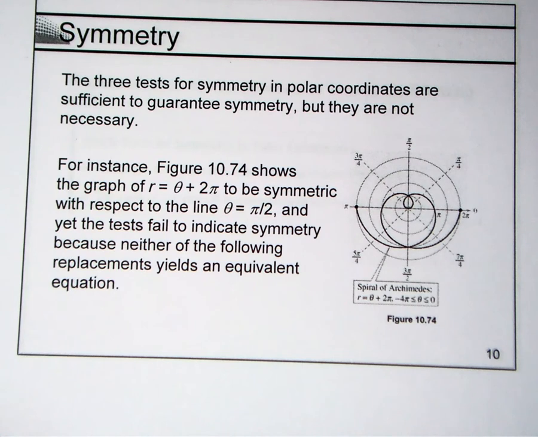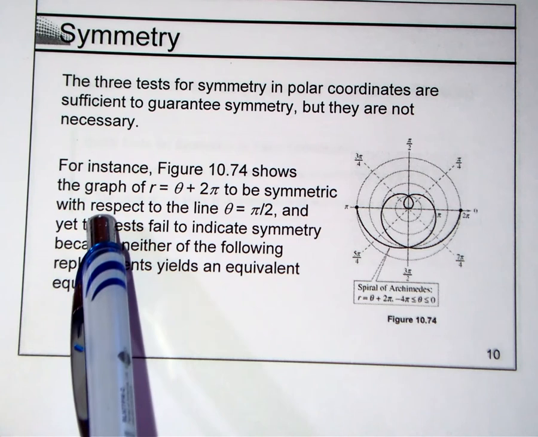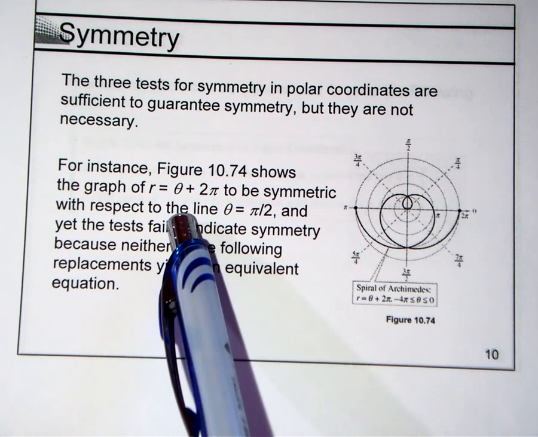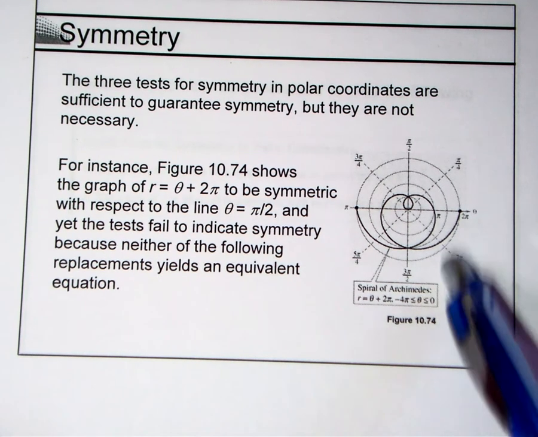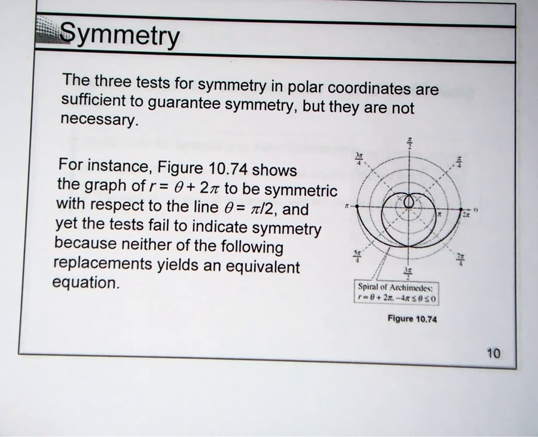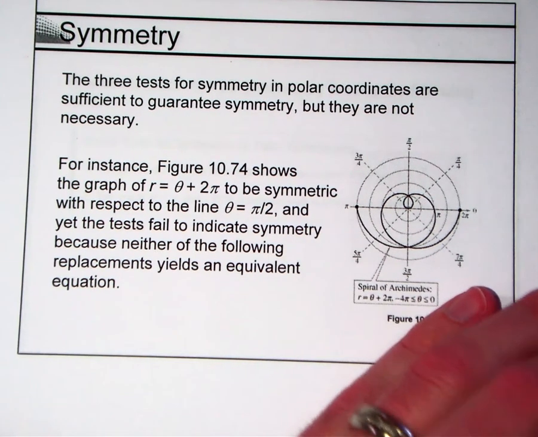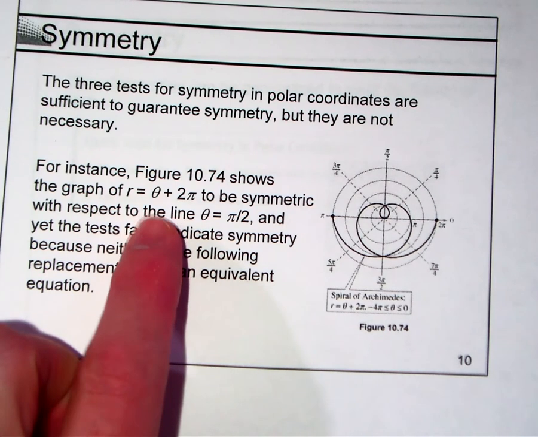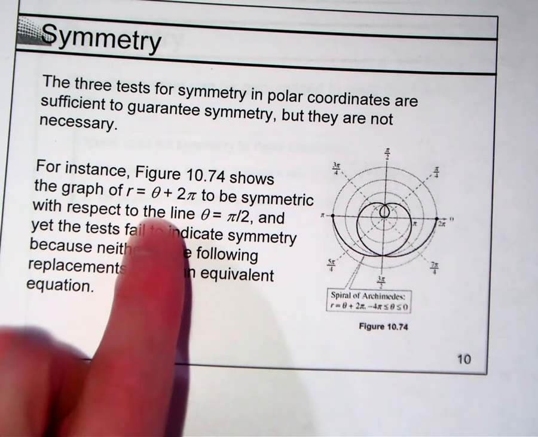The 3 tests for symmetry in polar coordinates are sufficient to guarantee symmetry, but they are not necessarily the only ones or the only way to go about it. For instance, we have a spiral of Archimedes, r equals theta plus 2 pi. If we graph it, it is symmetric with respect to pi over 2, but all the individual tests would fail for it. So that's kind of a weird one. For the sine and cosine ones, I think it should still work out, but for the weird ones that don't have a sine or a cosine in it, then it might not.